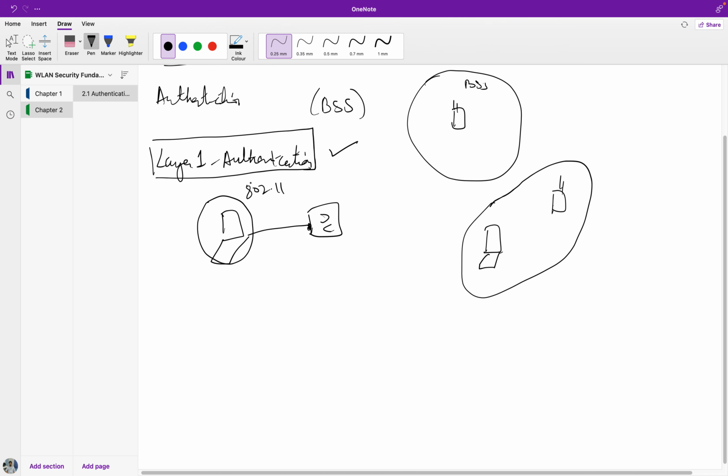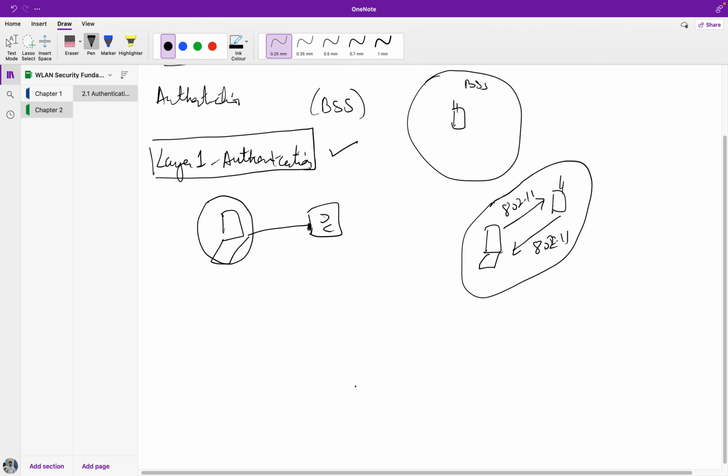So the client is just telling the AP, I am a .11 capable device. The AP says, okay, I am also a .11 capable device, so you are authenticated. That is simply the layer 1 auth. It is basically a connection between these two devices, confirming that both are valid .11 devices. That's it. That's all it does.